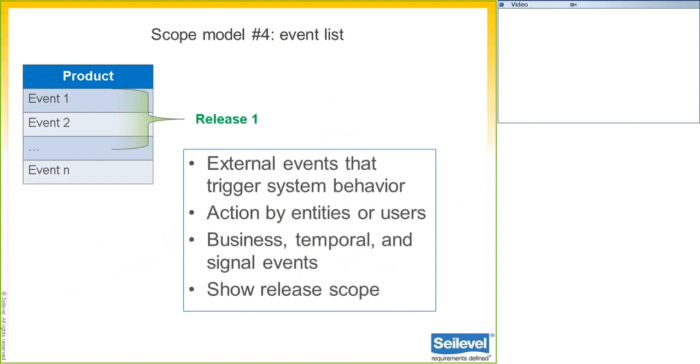And here's our 4th scope model, the event list. This identifies the external events that could trigger behavior in the system. It might reflect actions or business events that are taken by external entities that you would find in a context diagram. It could be actors in a use case. What events are they doing? It could be systems in an ecosystem map that trigger behavior in our system. It might reflect time-triggered events, is another example. And we would use this model to manage scope by allocating certain events to specific releases.